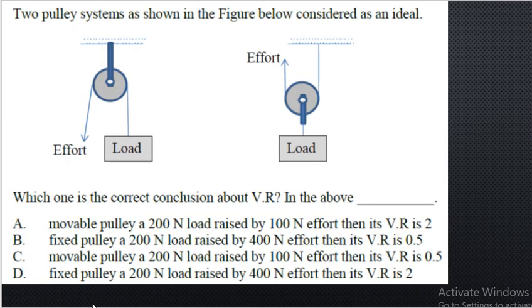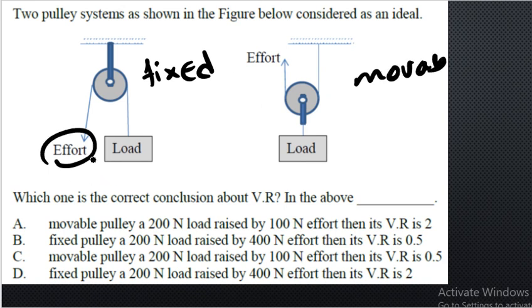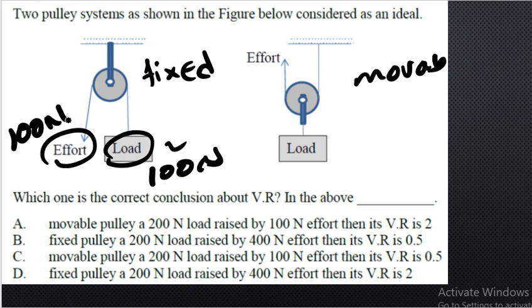The next question: two pulley systems as shown in the figure below, considered as ideal. Which one is the correct conclusion about the velocity ratio in the above? The first one is fixed and the second one is movable pulley. We do have two. This one is fixed and this one is movable. In case of fixed, effort and load must be the same. If a 100 Newton load is there, we need to apply 100 Newton force, and the direction of the effort and the load are different.